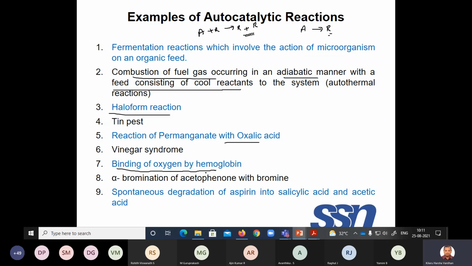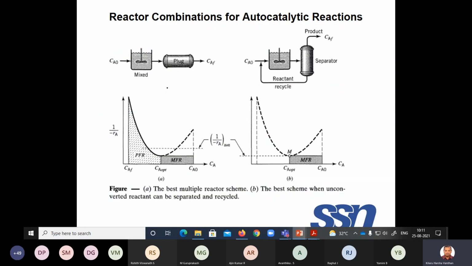Binding of oxygen with hemoglobin, right? So these are some of the examples of autocatalyzed reactions. Now, autocatalyzed reactions, how can we have the best combination? This is what you see now. We know that autocatalyzed reactions look like this. In the previous case also I showed you.